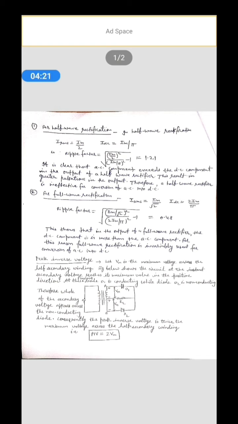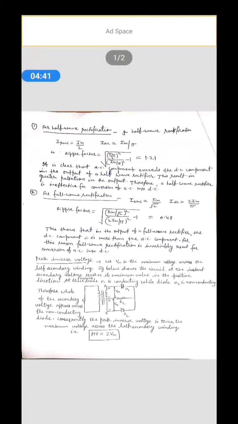It is clear that the AC component exceeds the DC component in the output of a half wave rectifier, since the ripple factor is greater than 1, being equal to 1.21.